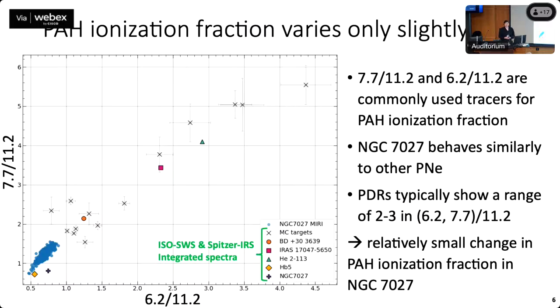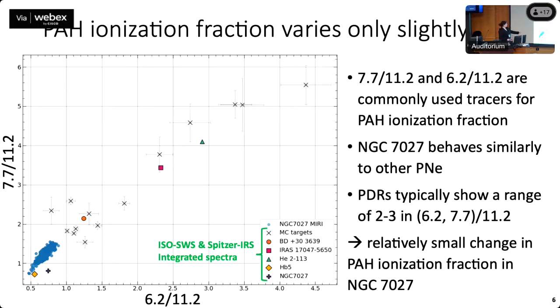Okay, so the first thing that we note is that the PA ionization fraction varies only slightly. The 7.7 over 11.2 and the 6.2 over 11.2 are commonly used tracers for the PA ionization fraction. On this correlation plot, we have ISO and Spitzer integrated spectra from other planetary nebulae, and the blue points show the MIRI data. Hopefully everybody can see them because they're all clumped in the bottom here, and I'll talk more about why that is.